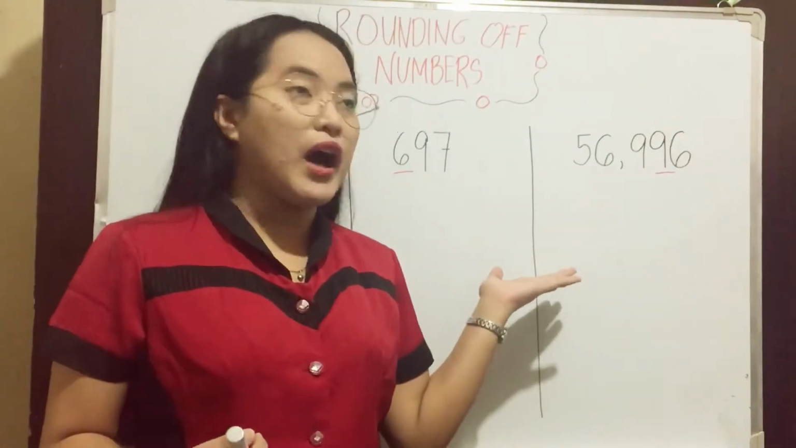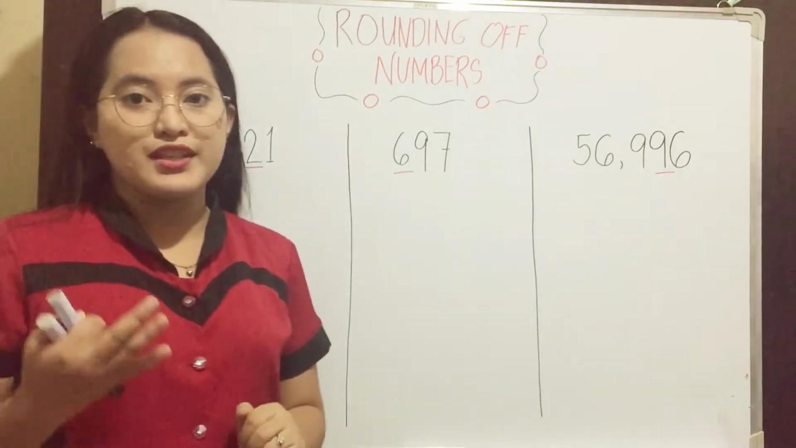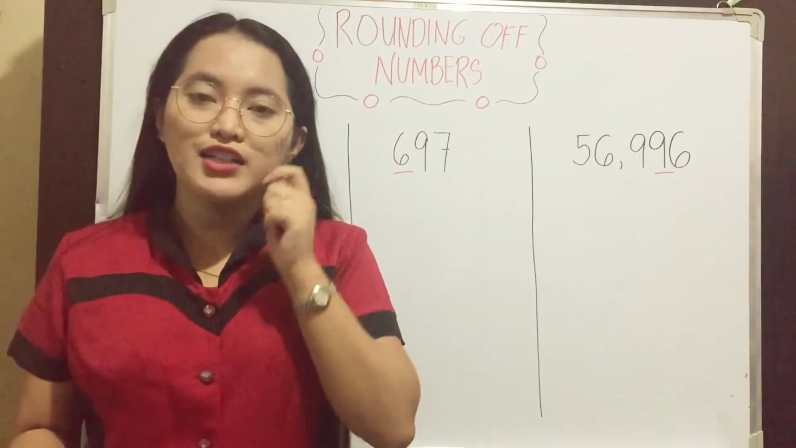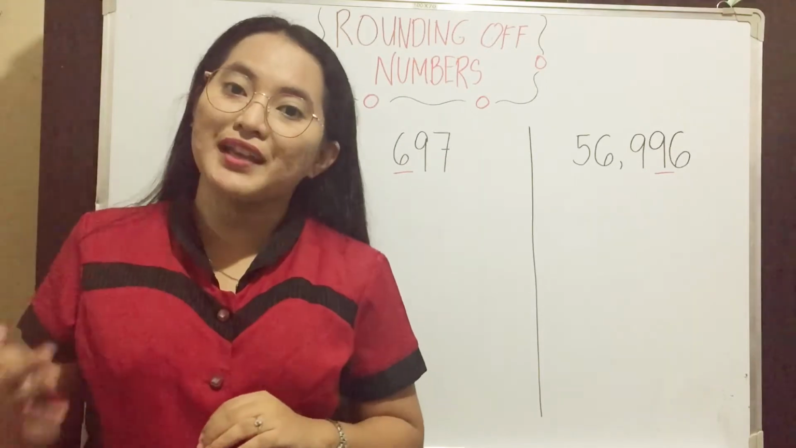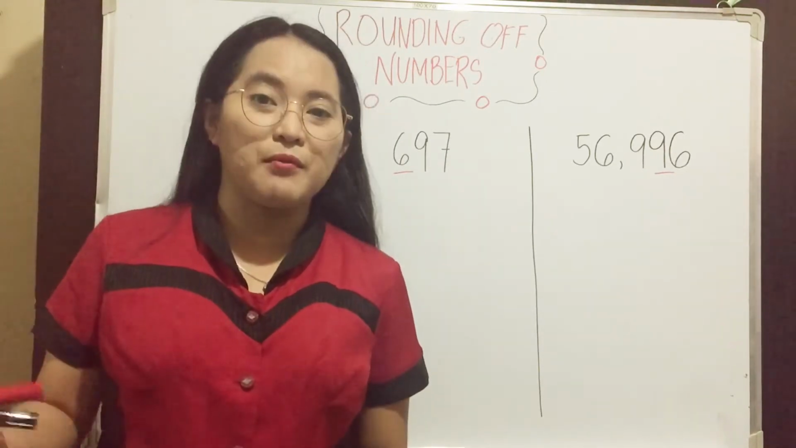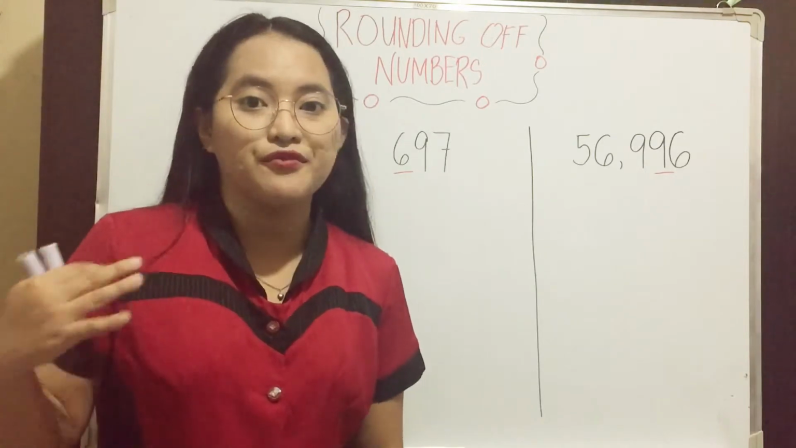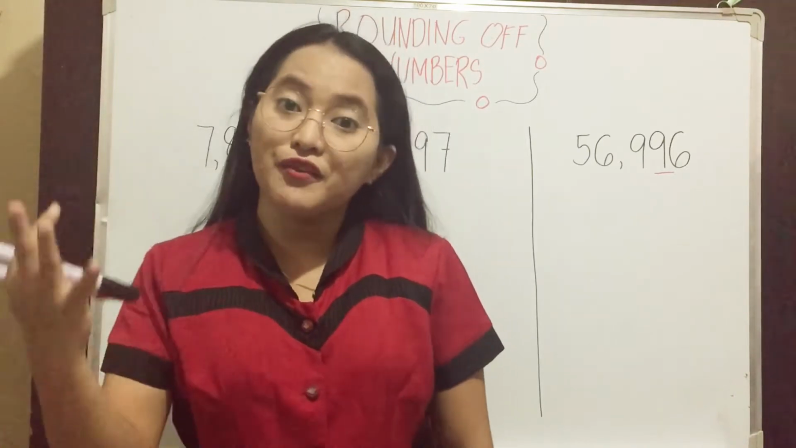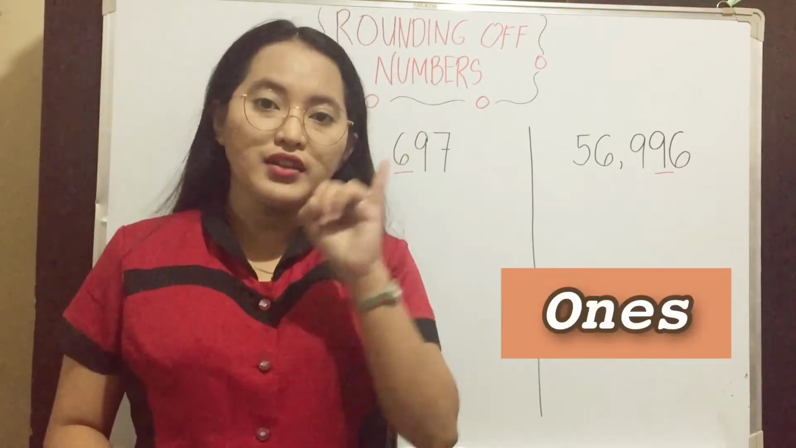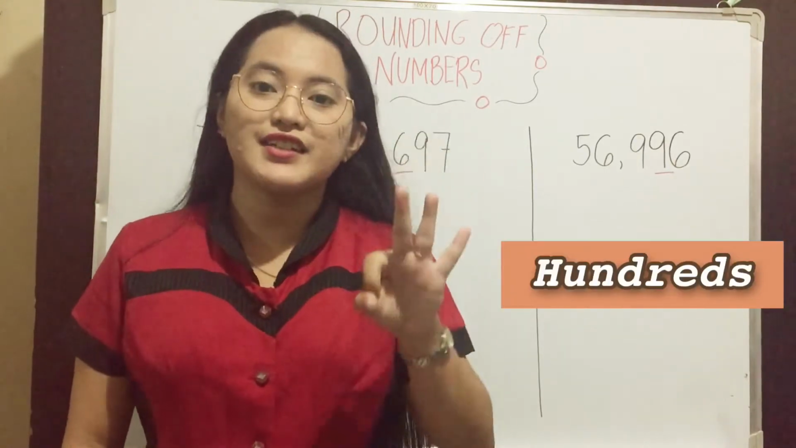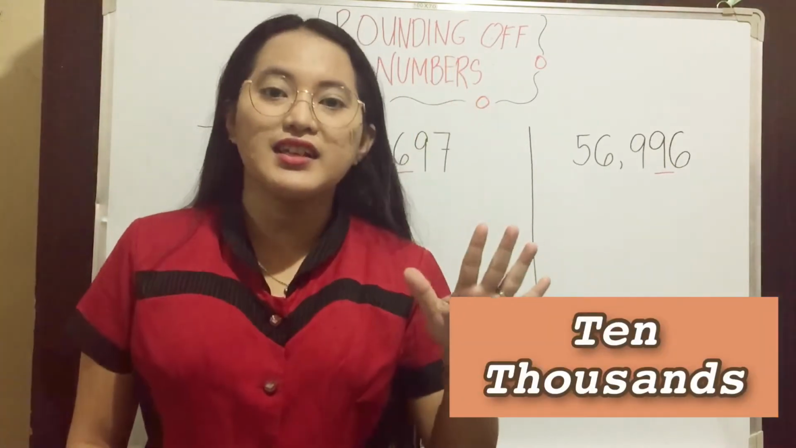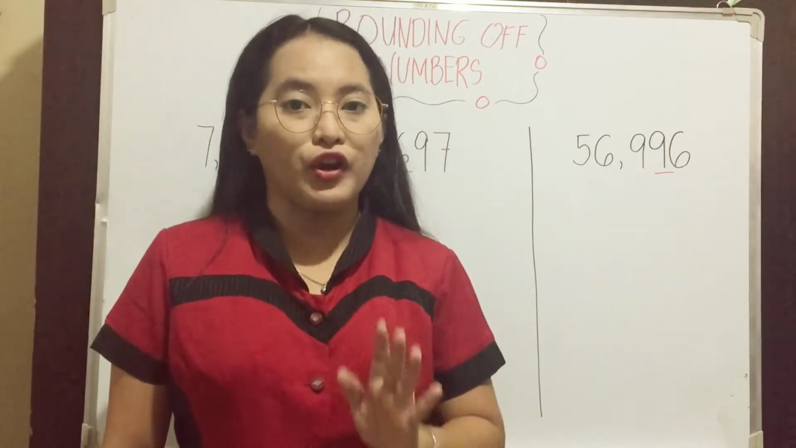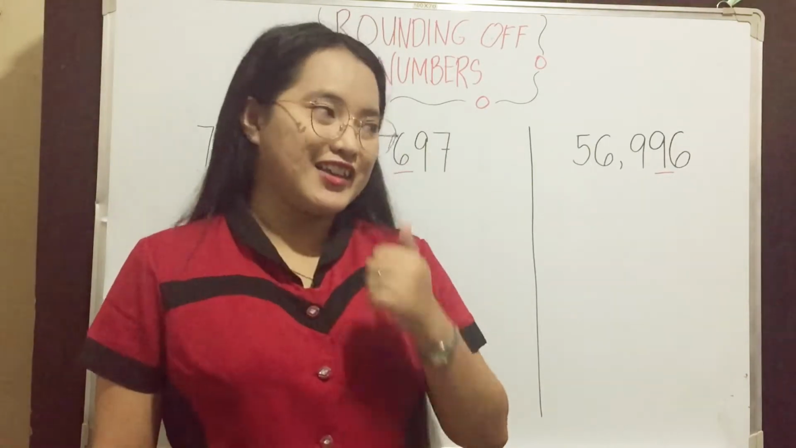Okay, so here now is our example. We have 3 examples here that we have to round off later. But before that, let us first know the different place values. I hope that you still remember them. Let us try to recall: ones, tens, hundreds, thousands, 10,000s, 100,000s, million. We will stop at million for now. You get it? Okay, let's continue now.